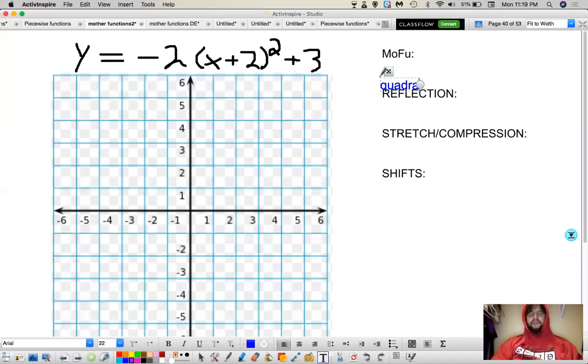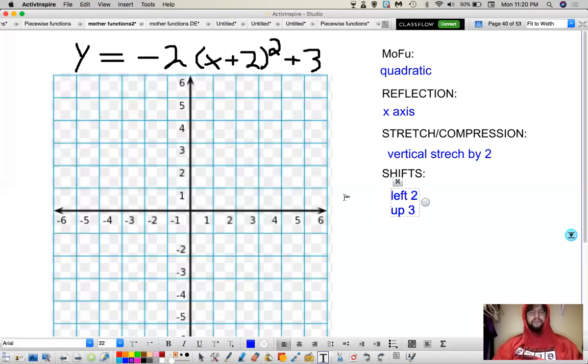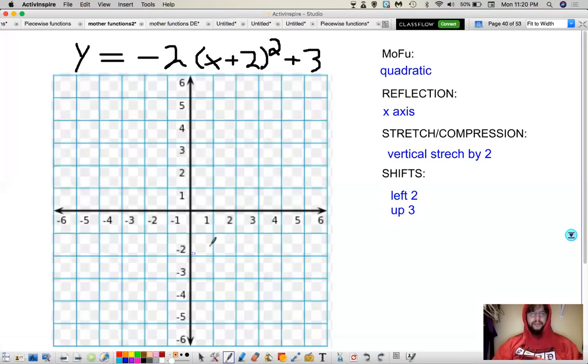Quadratic. I have a negative. It's outside of the function, so it's reflecting over the x-axis. I've got a vertical stretch of 2. Did I spell things right? And then I'm shifting left 2, up 3. Okay, let's look at that.